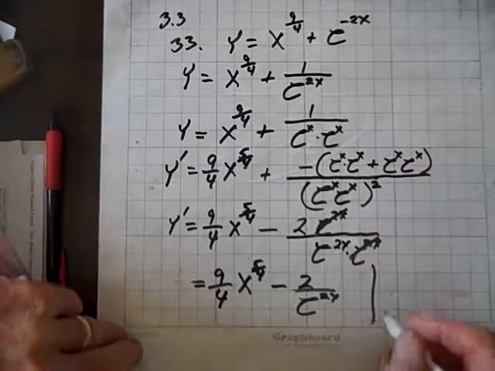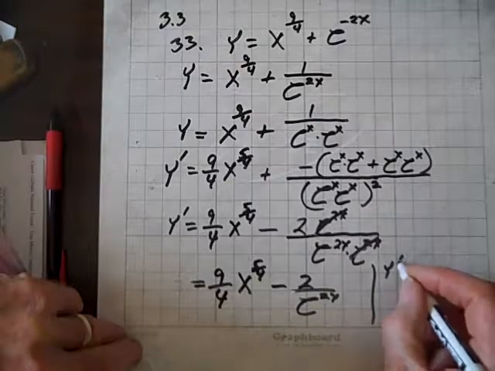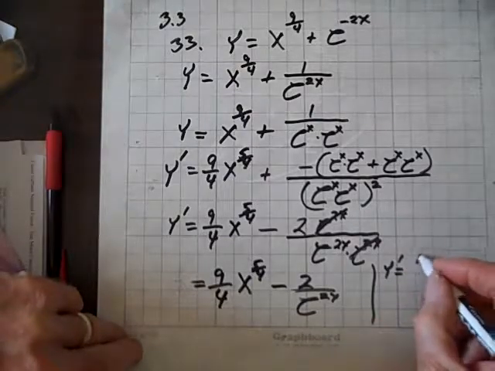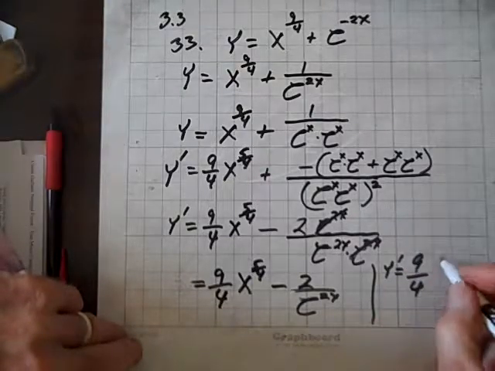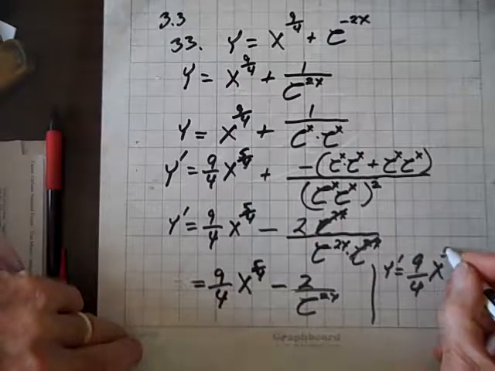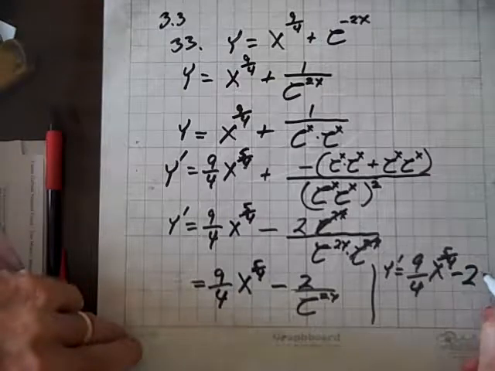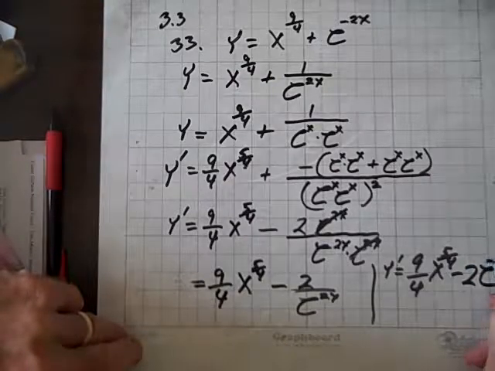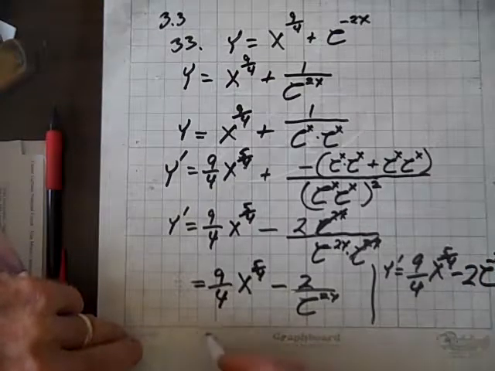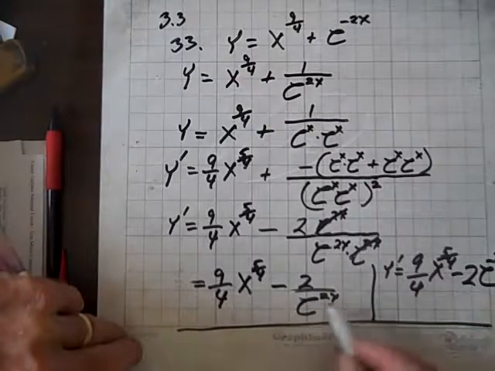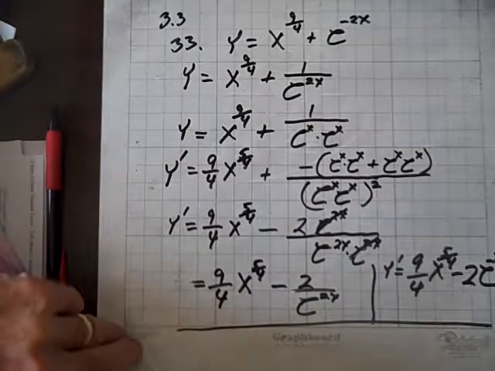Well, I'm going to rewrite that, so y prime equals 9/4 x to the 5/4 minus 2 e to the negative 2x. By the way, you can write that answer either way. They're both correct. And we're done.